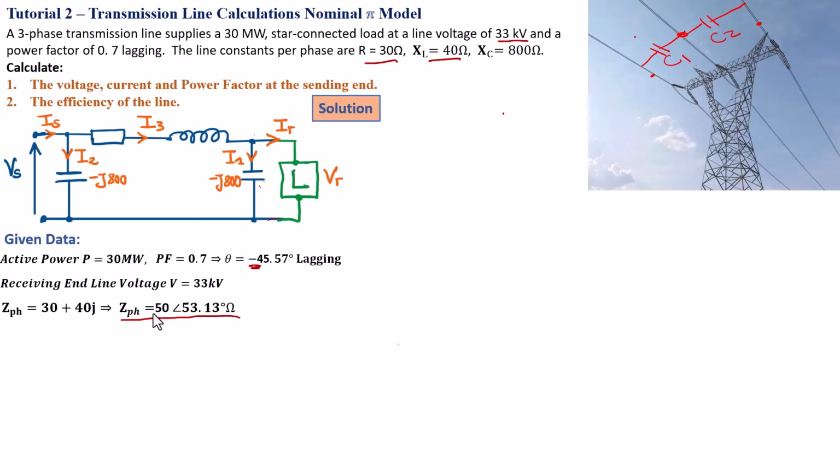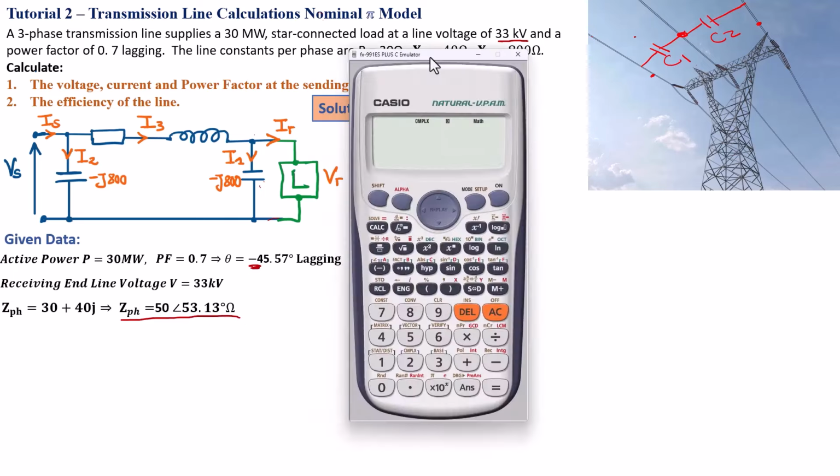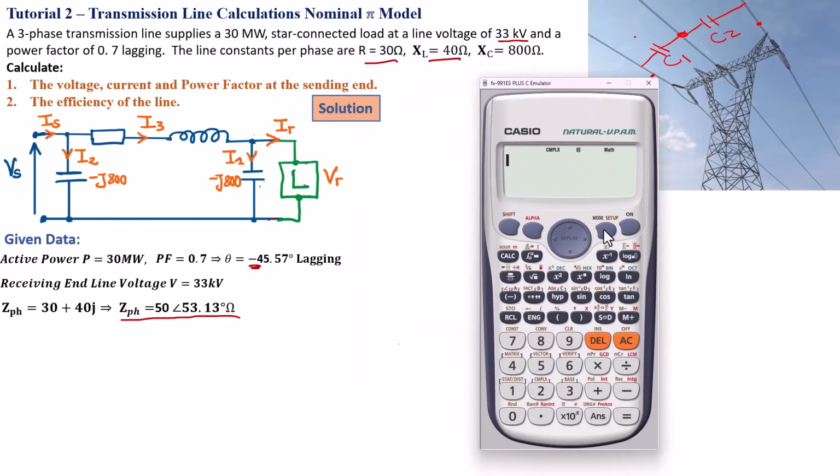Now the impedance here has been given in rectangular form. Then we convert it to polar form because this helps us with the calculations and it prevents you from making mistakes. So to do that, you grab your calculator. Make sure your calculator is in complex mode, okay? So you go on mode setup, number 2. That means you are in complex, okay? Then you enter your resistance here. It's 30 plus your reactance, which is 40 ohm, okay? 40J or 40i, okay? Then you just hit equal.